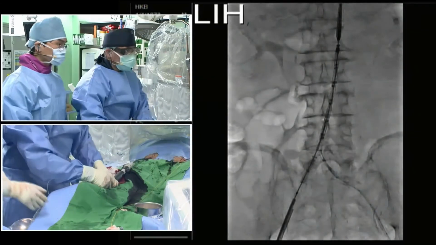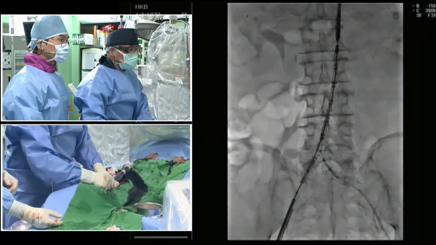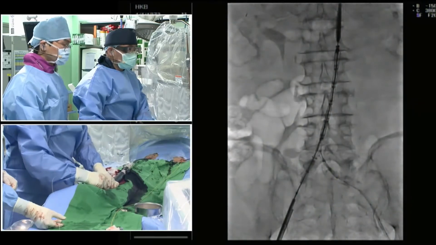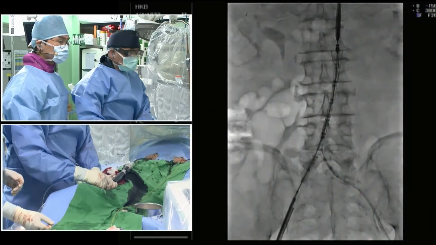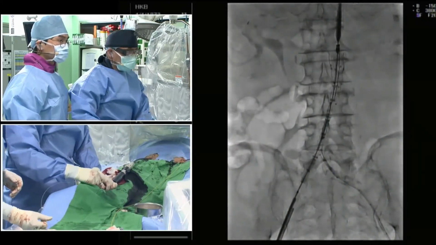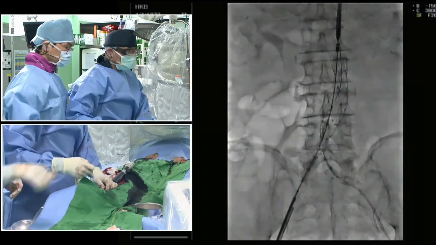Okay. So I'm going to deploy the bifurcated stent graft by pulling a thread here. Just putting traction on it.